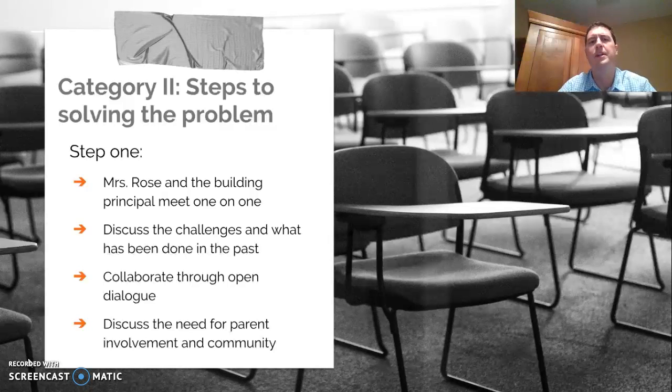So, steps I would take to solve this problem. The first step would be to make sure that Mrs. Rose and the building principal are on the same page. I would say that they need to sit down and meet one-on-one and discuss the challenges and gather a mission and vision for what they would like to accomplish when involving parents in the community. And this should be an open dialogue and discuss the importance of needing parent involvement in the school.